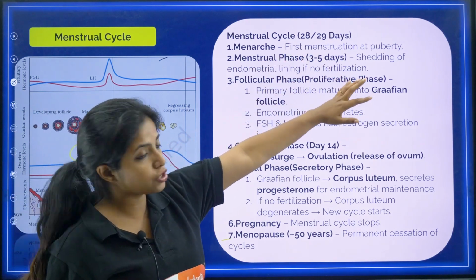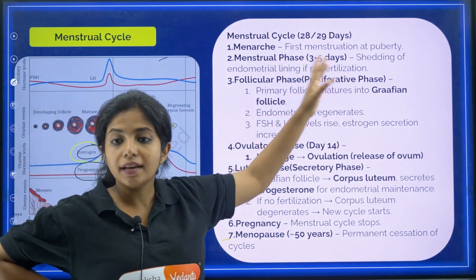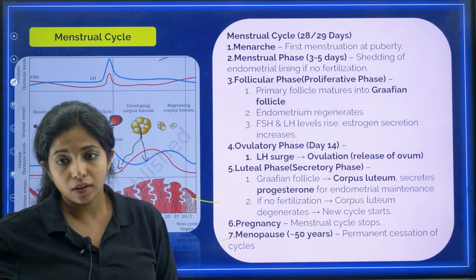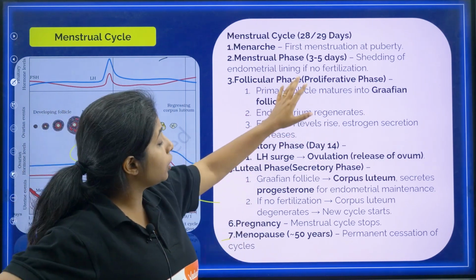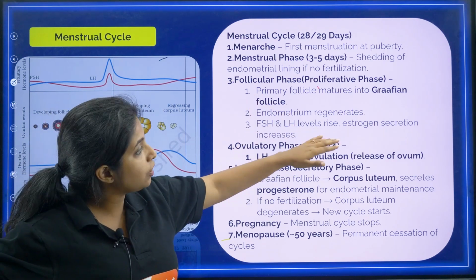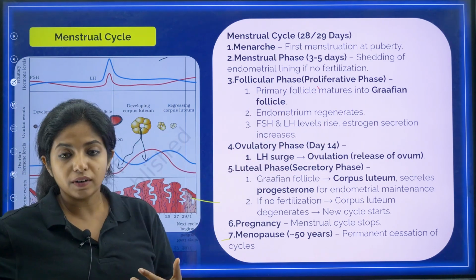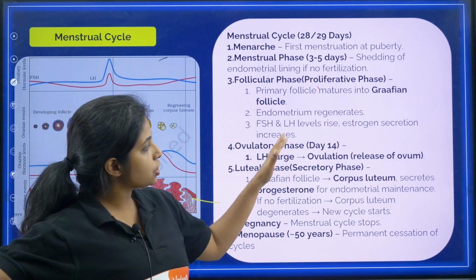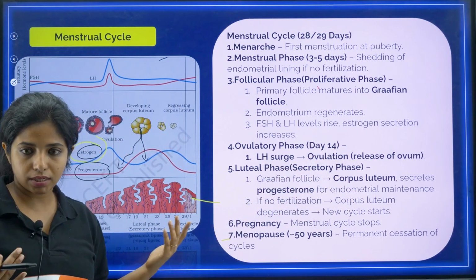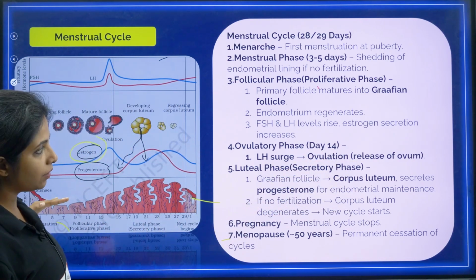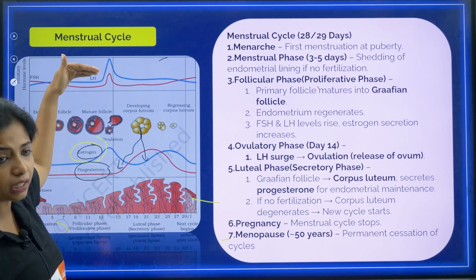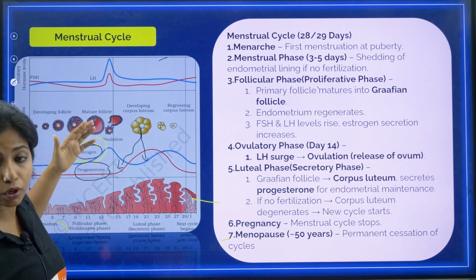So menarche is the first menstruation cycle, menstruation at puberty. The menstrual phase lasts up to 3 to 4 days. It is the shedding of the endometrial lining if fertilization is not occurring. Now the follicular phase or proliferative phase, where primary follicles mature into Graafian follicles, and the endometrium regenerates. FSH and LH levels rise, and estrogen secretion also increases because of the follicles.